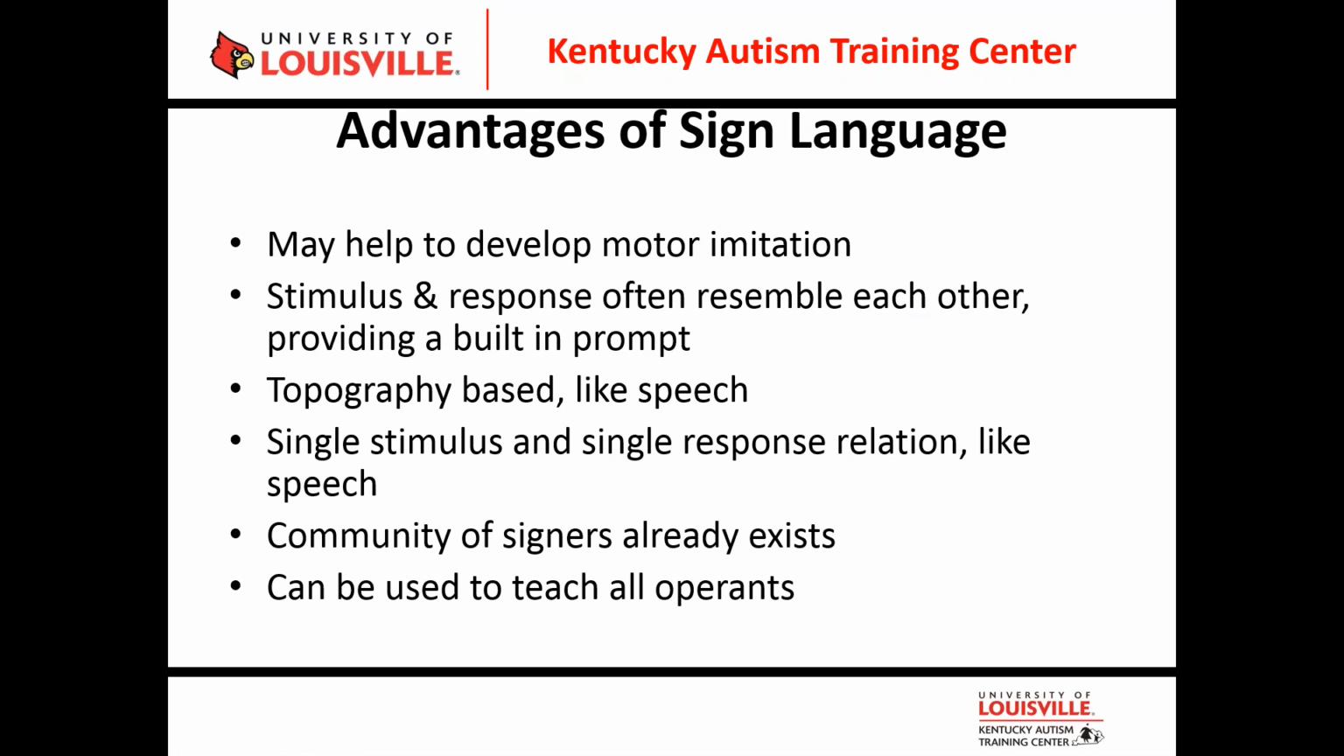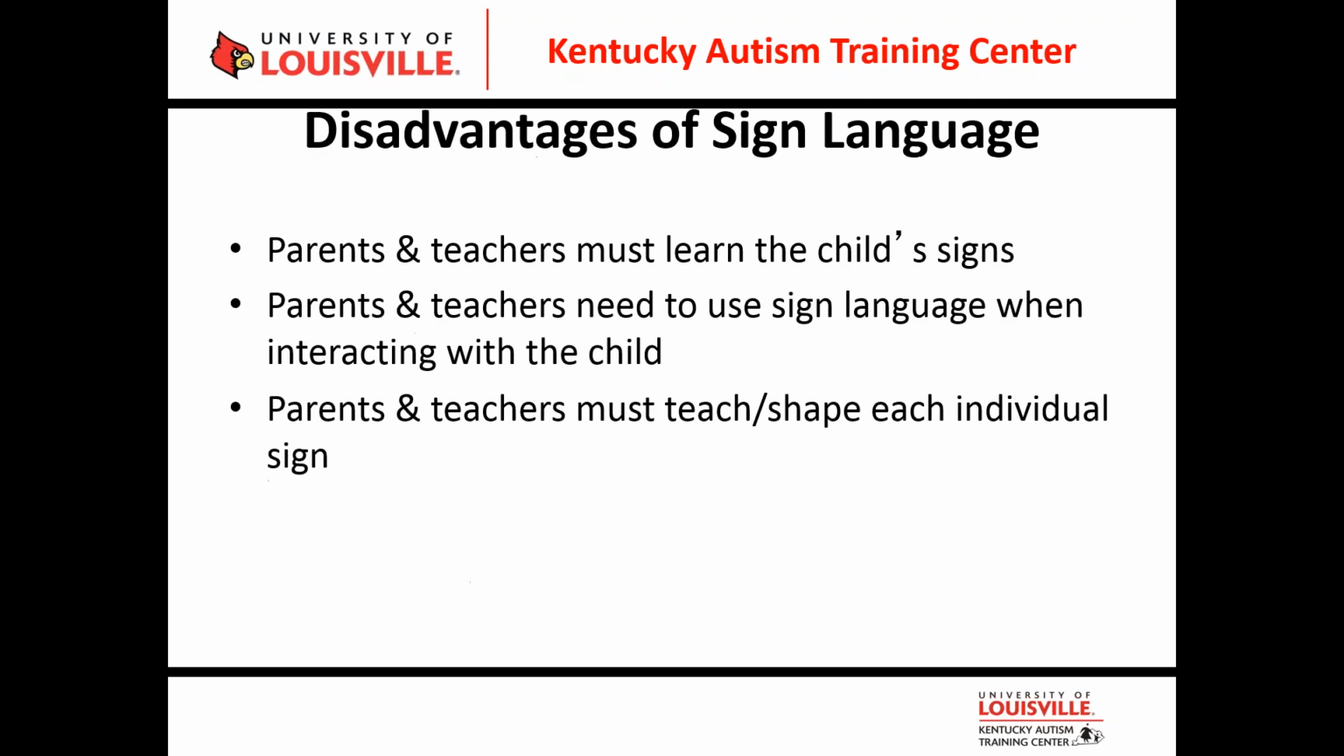The advantages are that it develops motor imitation. It's topography-based like speech, meaning that we see the movement with the language. And we can teach it across all language, and their hands are always available to them. Some disadvantages of it are that parents and teachers must learn it.